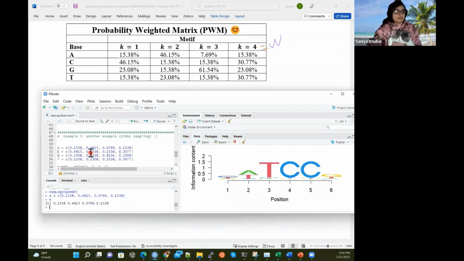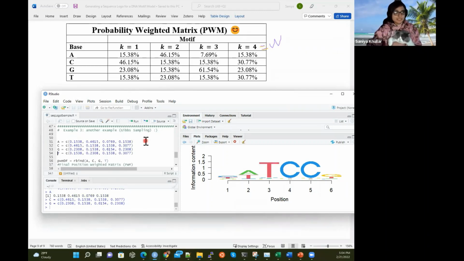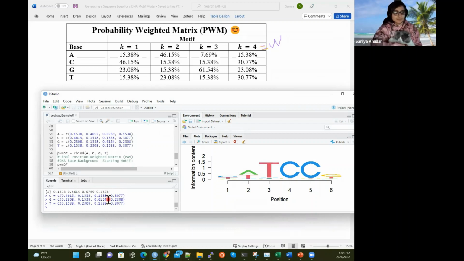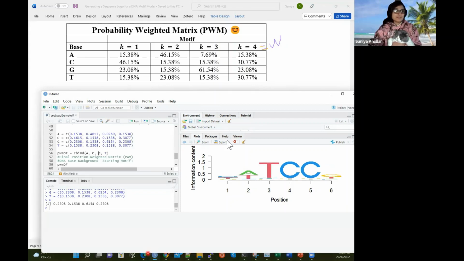Then we can also load in C, G, and T. For instance, let's look at G. There's a 23.8% chance of a G in the first position of the motif, a 15.38% chance of a G in the second position, a 61.54% chance of a G in the third position of the motif, and a 23.8% chance of a G in the fourth and last position of the motif. So these are the variables here.